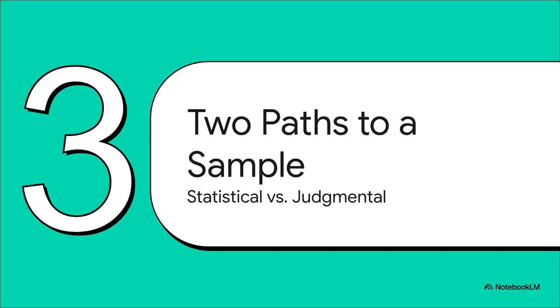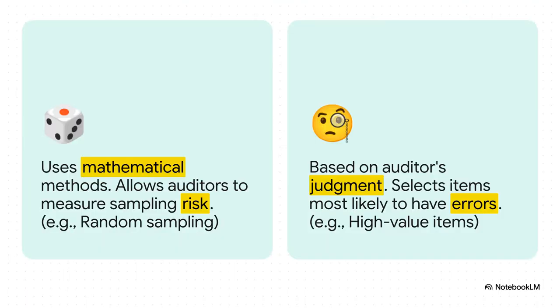Okay, so we're sold on the idea of sampling. The next logical question is, how do you actually pick the items for your sample? Well, there are basically 2 main paths you can go down. Think of it as the science versus the art of sampling. On one side, you have statistical sampling. This is the numbers-driven approach. It uses pure math and probability, like a random number generator, to pick items. The huge advantage here is that you can actually quantify your risk.